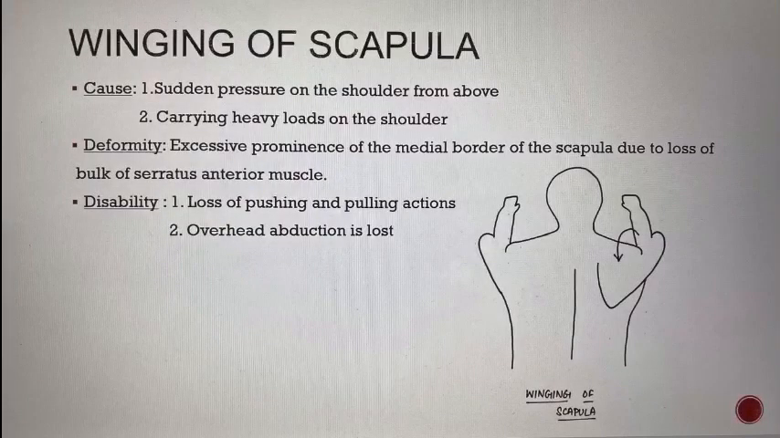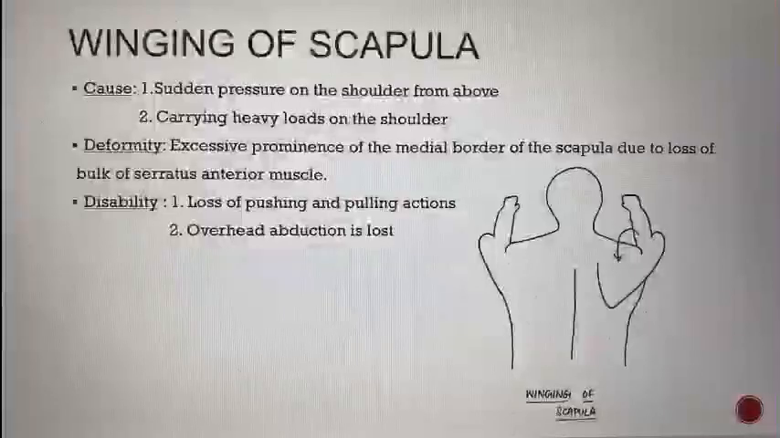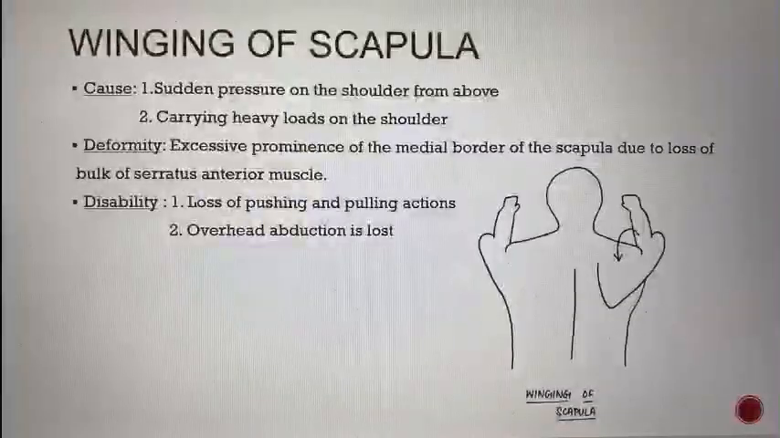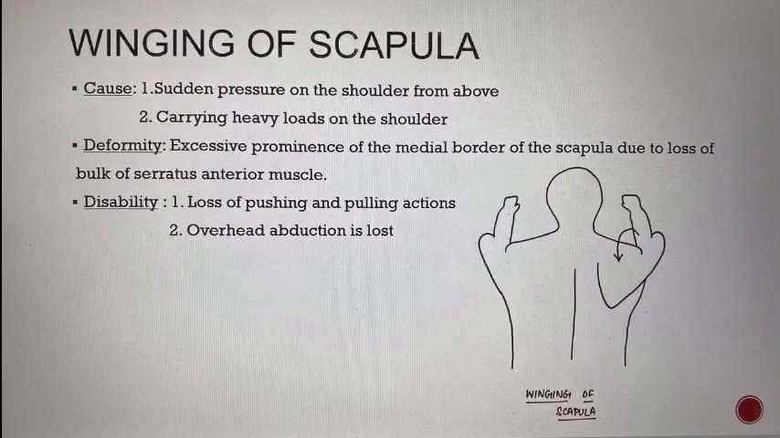Winging of scapula. In winging of scapula, the nerve affected is the long thoracic nerve of Bell. It is caused by sudden pressure on the shoulder or carrying heavy loads. It causes excessive prominence of the medial border of the scapula. This is because the serratus anterior muscle loses its bulk, and thus does not pull the medial border towards the body. The disabilities caused by winging of scapula include loss of pushing and pulling functions and overhead abduction of the hand.